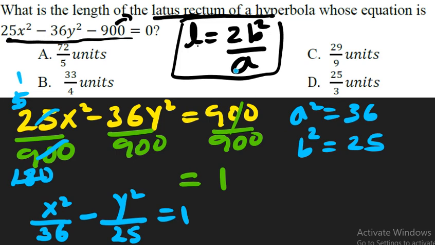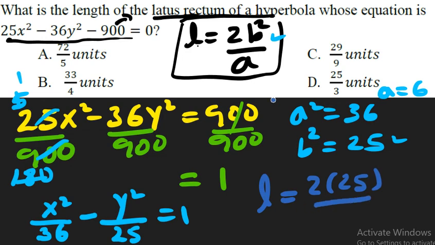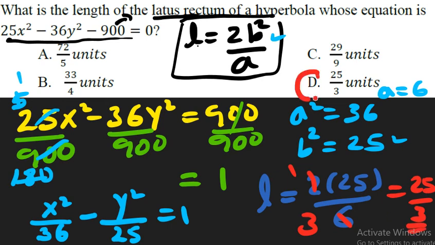We are looking for a and b actually. We have b square. What about a? From this we can get a. a must be 6, when you put both sides in the radical. Therefore, the length of the latus rectum, that's what we are looking for, will be 2 times b square, which is 25, the whole over a. The a value is 6. So you can simplify here. When you simplify, 2 by 2 is 1, and 6 by 2 is 3. So what is left? 25 over 3. That will be the answer, which is D. Let us go to the next one.